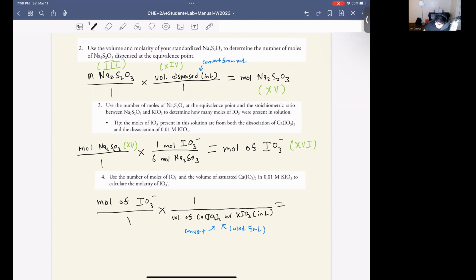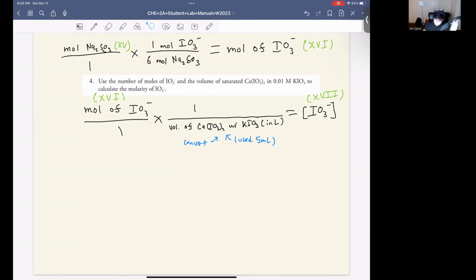All right, now you end up getting the molarity of iodate in this solution. Again, the contexts are different, so that's why I'm using these Roman numerals. We'll say that this is number 17. This is from the last one that we just did, and that last one's from the procedure.